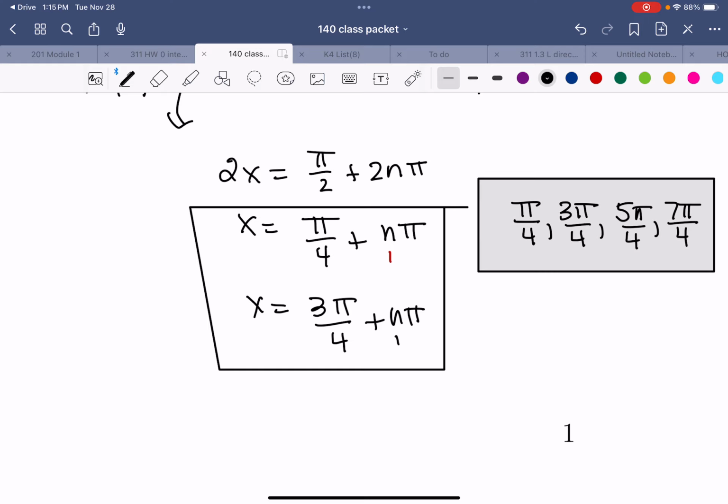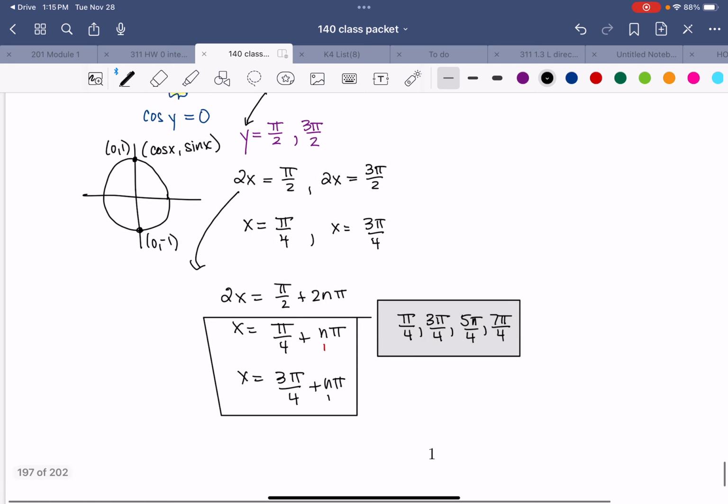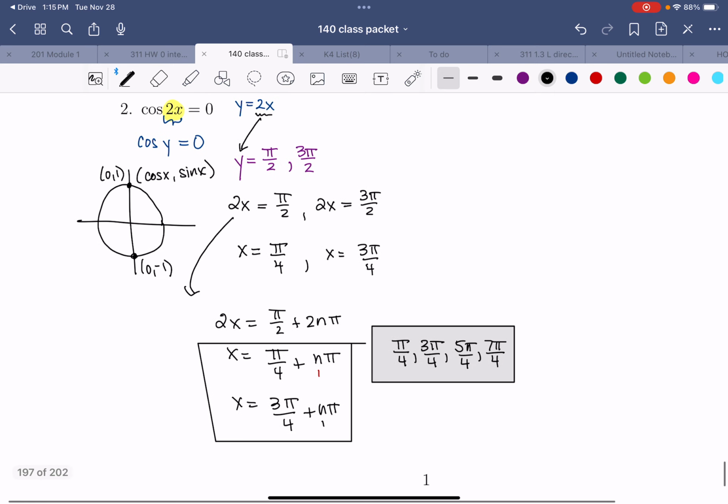Okay, so what happens is when you have a 2 in front of the x, you're going to get twice as many solutions within that range. So essentially it's doubling your number of solutions. If I had 3x, I'd get triple the number of solutions. Okay, so watch out for that.